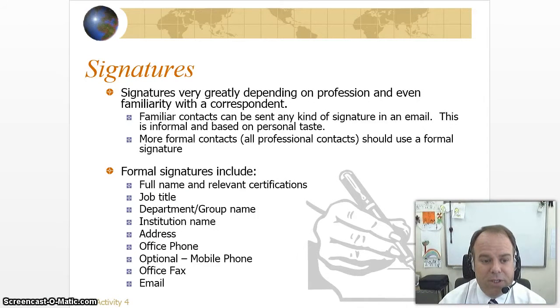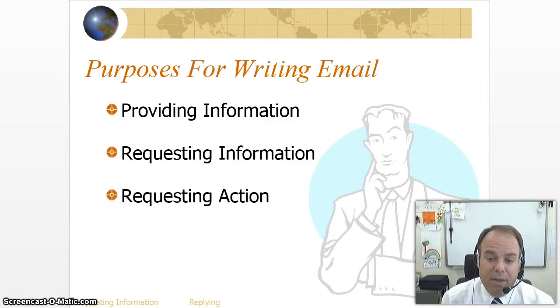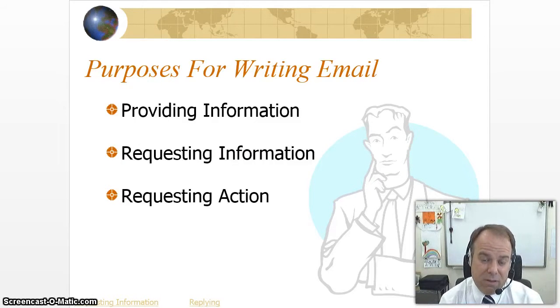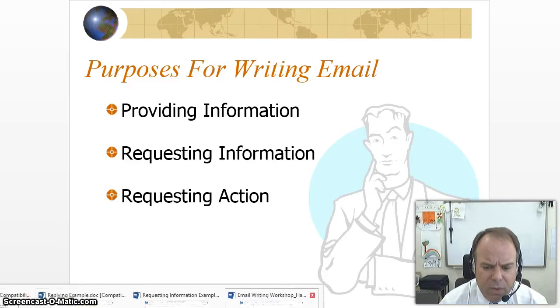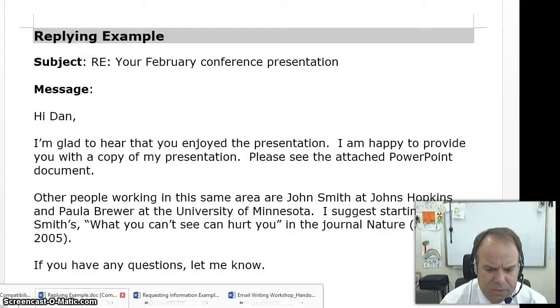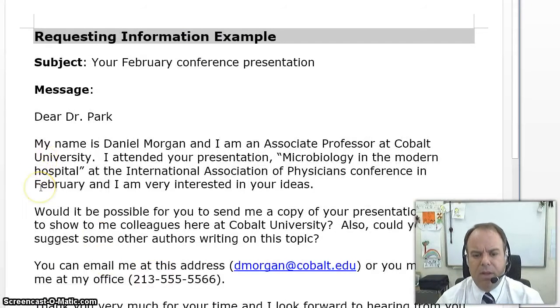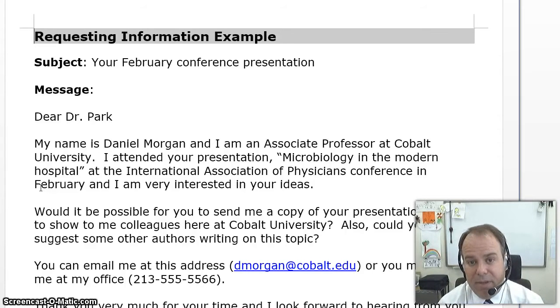So now that you've finished your signature, let's move on to the purposes for writing email. Three that I'm picking out here, though these are certainly not the only purposes, cover a wide range of emails: requesting information, providing information, and requesting action. Why don't you take a look at these examples here. The first one is requesting information. When we request information, we want to give the person a good idea of what it is that we're requesting, but also, in addition to that, who we are, why we're asking them, and so forth.